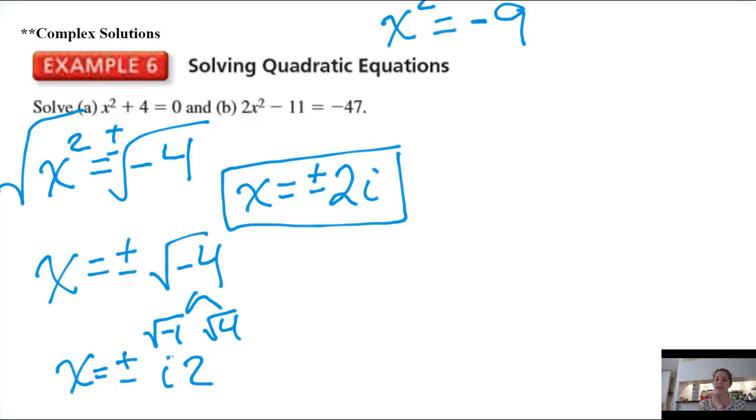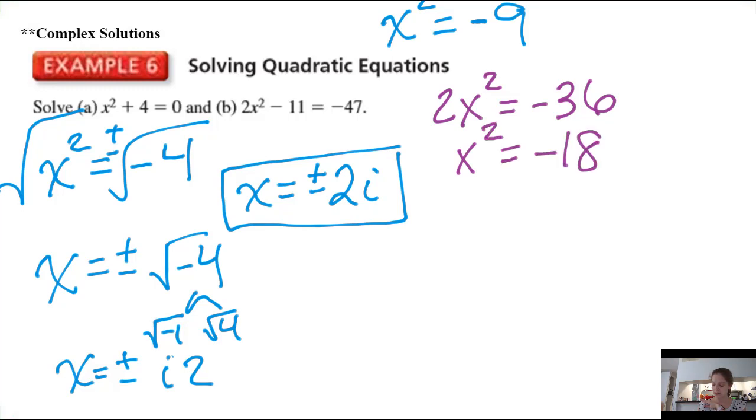B, same thing. We're going to isolate that x squared. We'll add 11 to both sides and get 2x squared equals -36. Divide both sides by 2. x squared equals -18. Take the square root of both sides. x equals plus or minus the square root of -18.